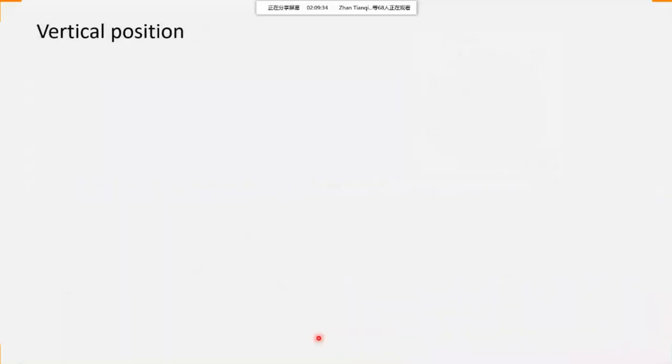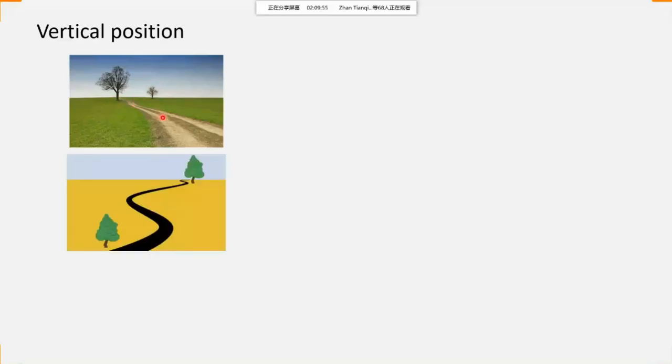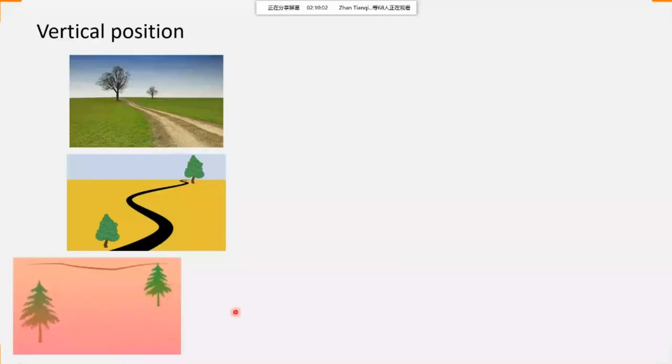The next one is the vertical position. This has to do with our experience when we look at the scene, like here with two trees. And this tree here, the vertical position, if you compare the two, is higher than that one because it's more far away. Here it is, of course, the effect is stronger. Or here.